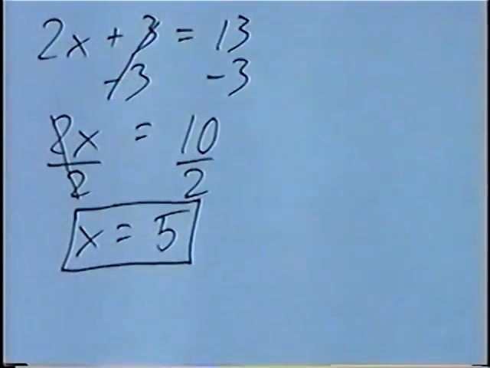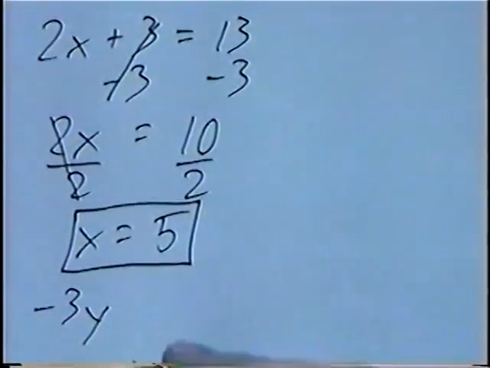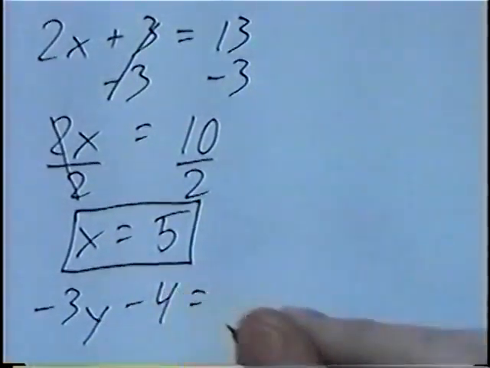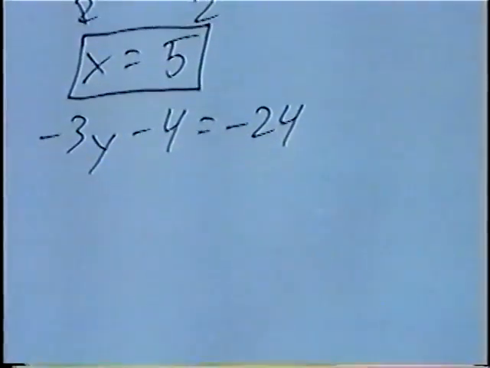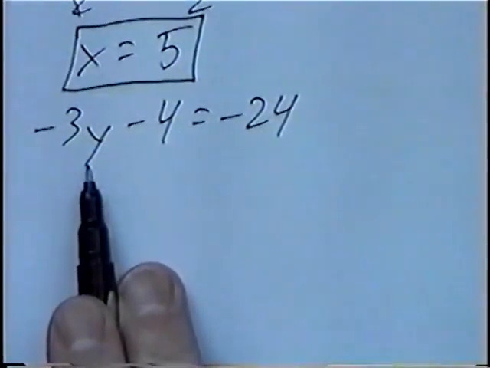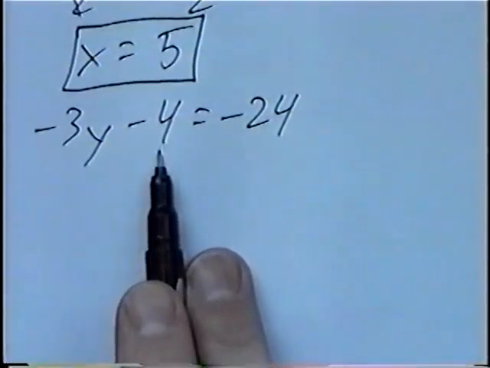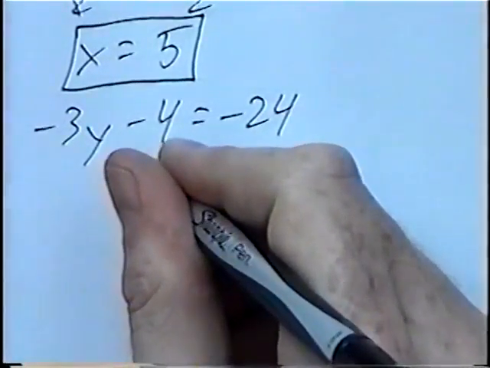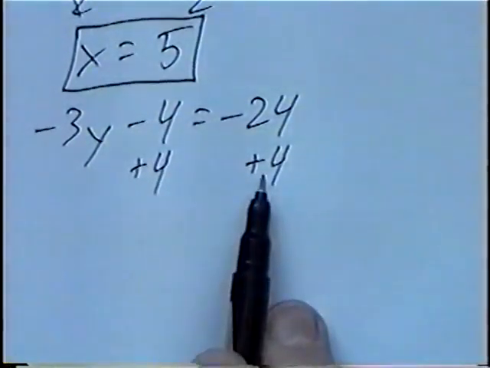Second question, and last question for the section. Negative 3y minus 4 equals negative 24. Solving, we want to get y by itself. And again, the numbers away from y we'll get rid of first. Minus 4, the opposite of minus 4 would be plus 4. And again, we'll put plus 4 on both sides of the equation.